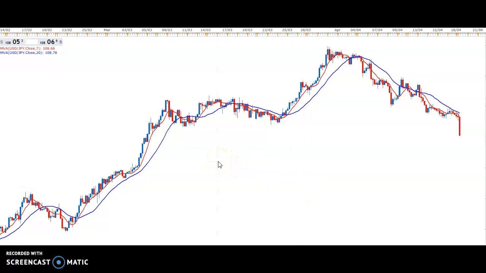So here's the first set of indicators, if you like. The faster moving average, the 7, above the slower moving average, the 20, indicates a continuation of a trend. This can work on any time frame. It can work in any market, indices, gold, oil, stocks and shares. And as you can see at the moment, price is 108.04. It's in a downtrend.